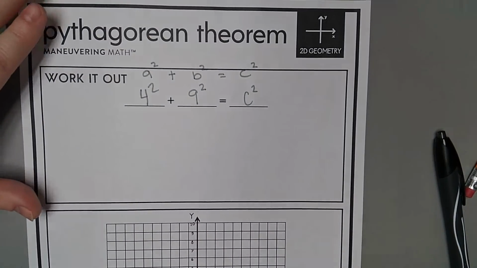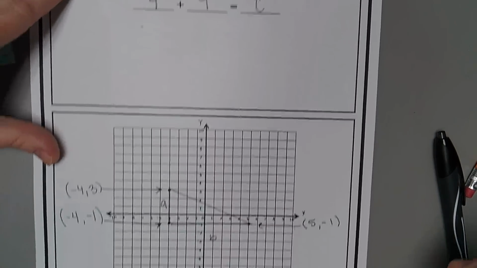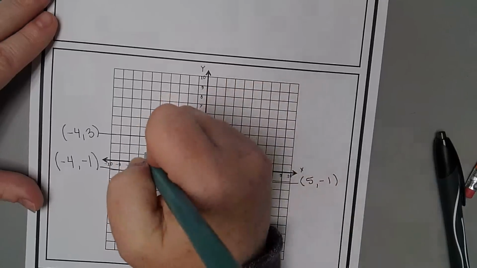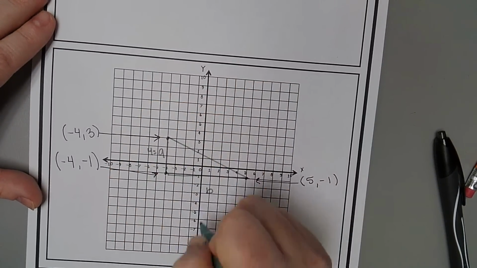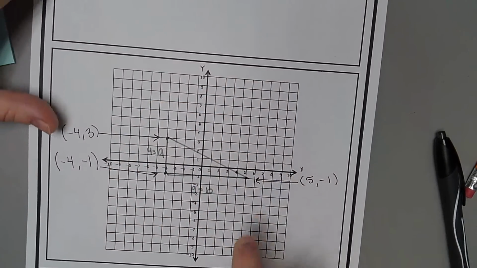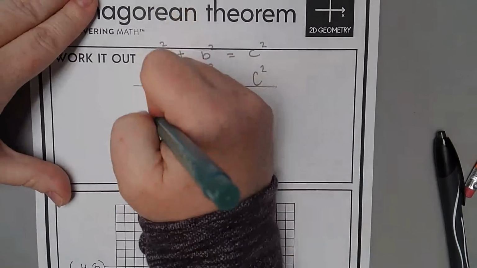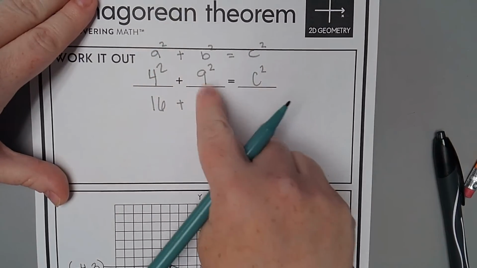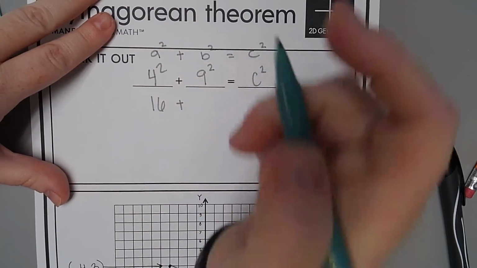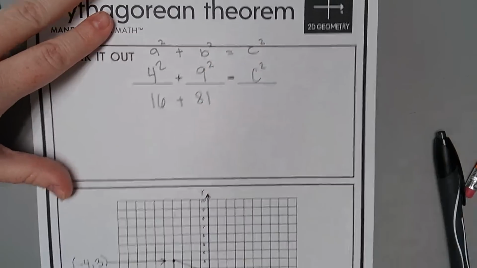It's almost like it's a little too big. So we have our triangle. We know that this one is 4, and we know that this one is 9. So let's figure that out. 4 squared is 16. 9 squared is 81.